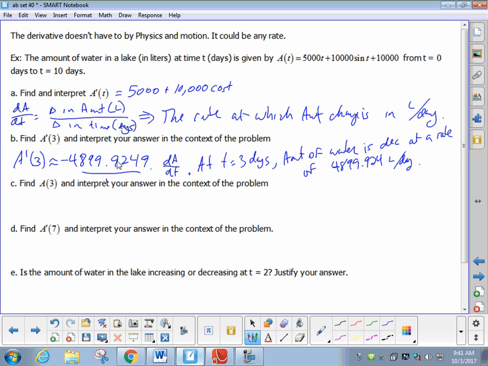Also, you cannot say change. Change is not specific enough on the AP test to this point for saying the amount is changing at a rate of 4,899, negative 4,000. That's like saying, hey, you interpret this. That's your job, not mine. It's your job to interpret it. You must interpret it.